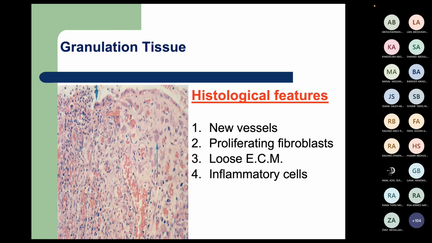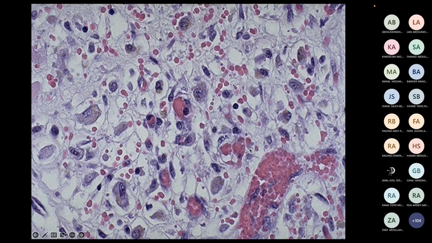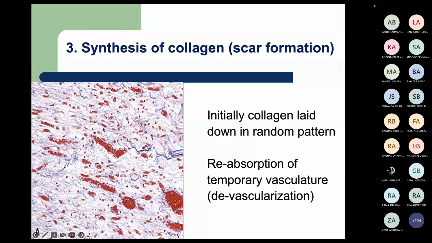So many blood vessels in this picture. All these are blood vessels. Then slowly, here also is high power. But then you see blood vessels are decreasing. The number of blood vessels is now less and more collagen is deposited. The blue fibers are the collagen that is coming.